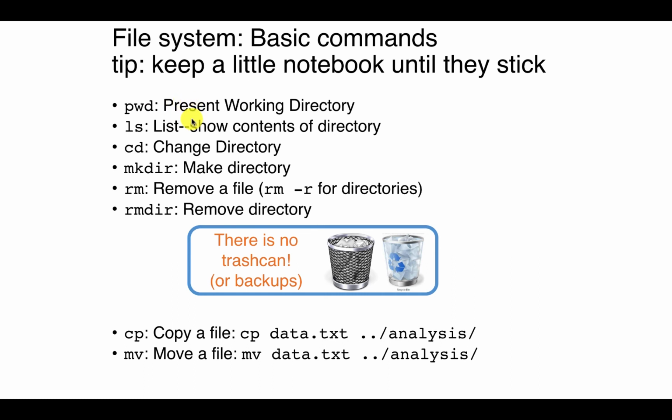So if you ever can't figure out what the path is to where you are, you can type PWD. LS will list whatever's in your current directory. CD will change your directory to where you want. Make-dir will make a directory. RM will remove a file, or RM -r will remove a directory.